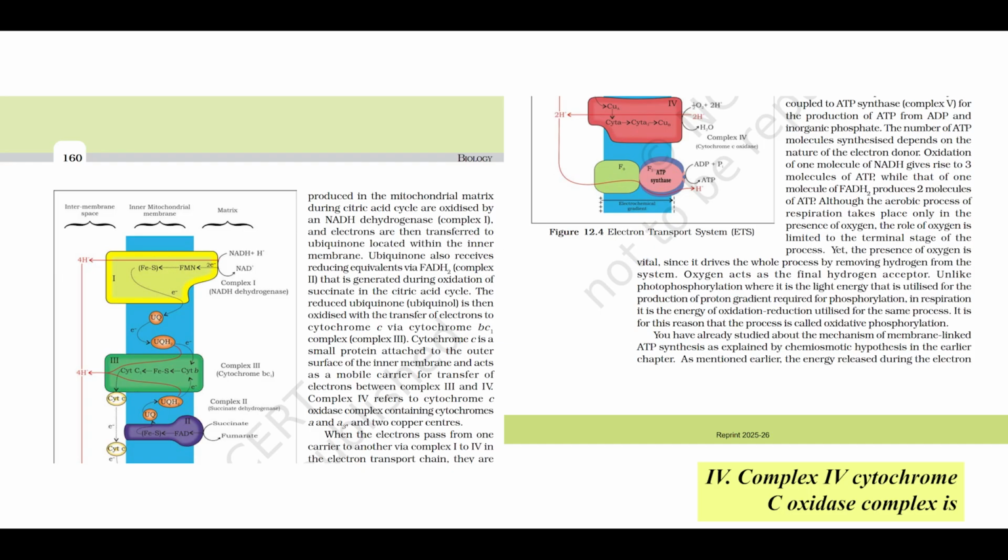Complex 4, cytochrome C oxidase complex, is the terminal complex. It contains cytochromes a and a3 and 2 copper centers. This complex is responsible for the final critical transfer of electrons to oxygen.